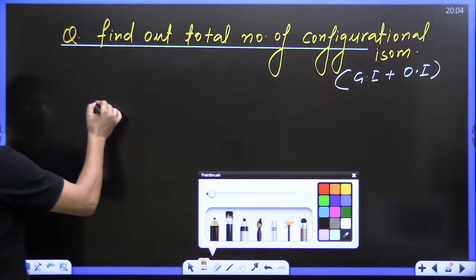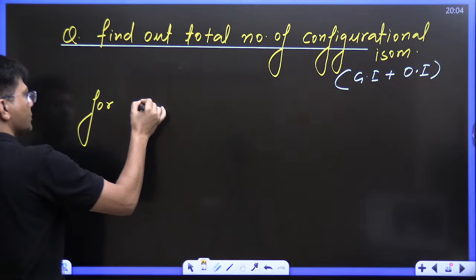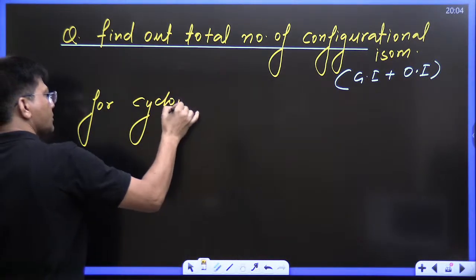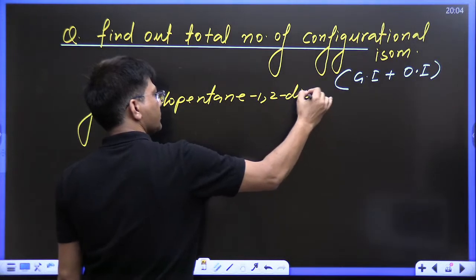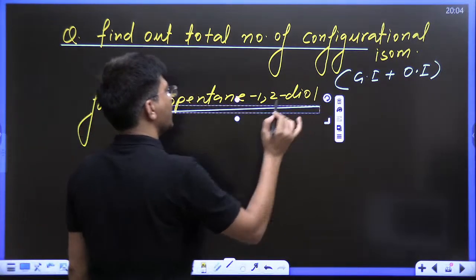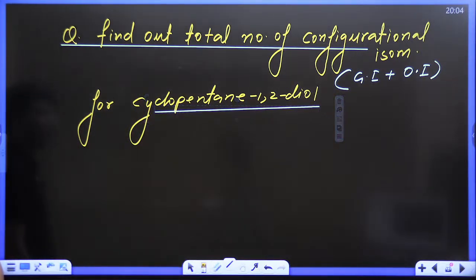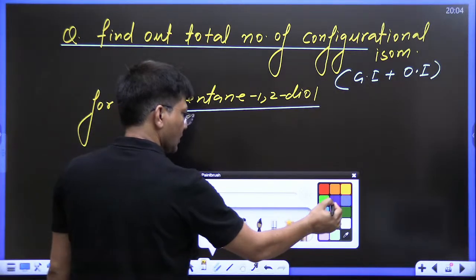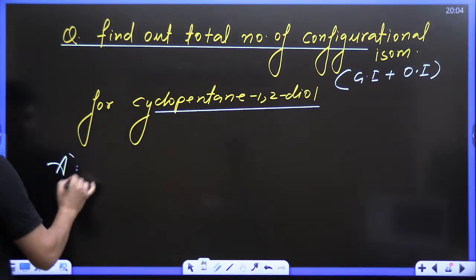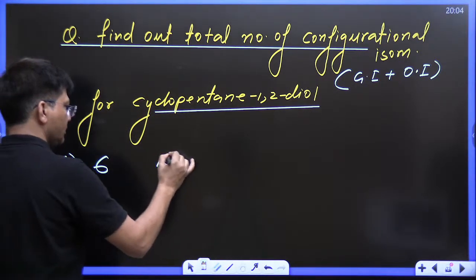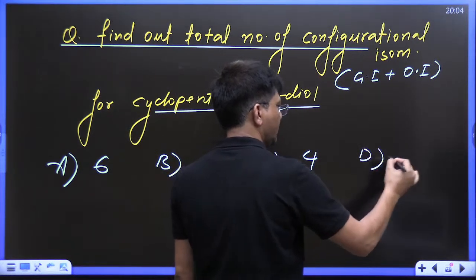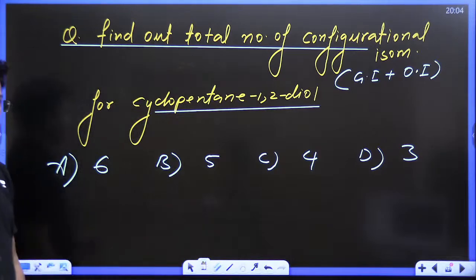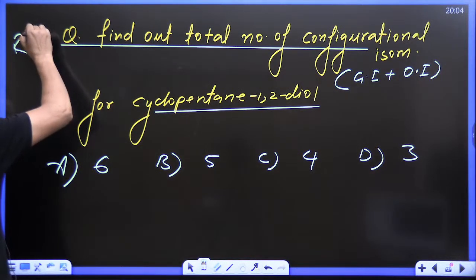To find out the total number of configurational isomers for cyclopentane-1,2-diol. This is your compound. If you don't know the IUPAC, you won't be able to do it. And if you know the IUPAC, then options, let me tell you. Option A is 6, option B is 5, option C is 4, option D is 3. Just apply your brain. This question has been asked in AIIMS. Yes, this is a rank deciding question.